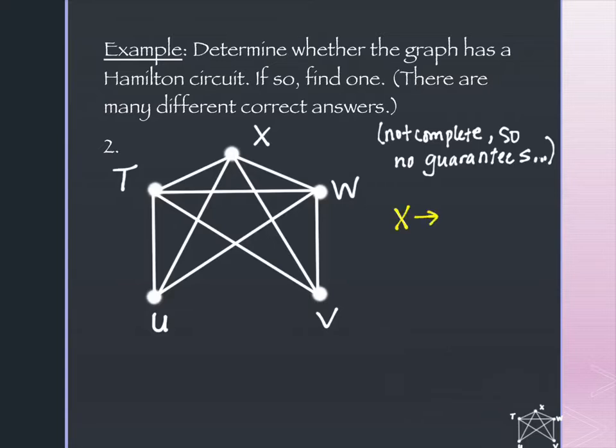If we start at X, where would you like to go from X? Our goal is to visit all the vertices, remember? But we don't care if we pass through all the edges. So where would you like to go? W. Okay, X to W. Then where?